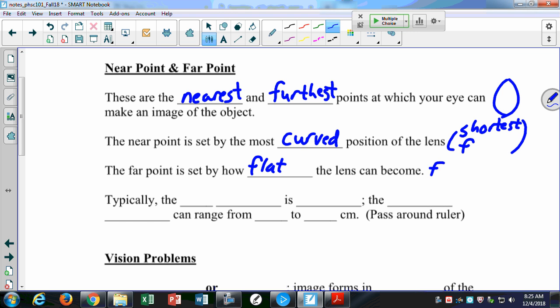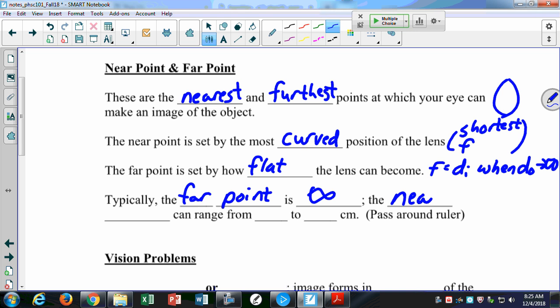And that means that the focal length is equal to the image distance when DO approaches infinity. When something's really far away, the focal length is equal to the image distance. Typically, the far point is infinity. For a person with normal eyes, the near point can range, and it changes as life goes on, anywhere from 10 to 100 centimeters.